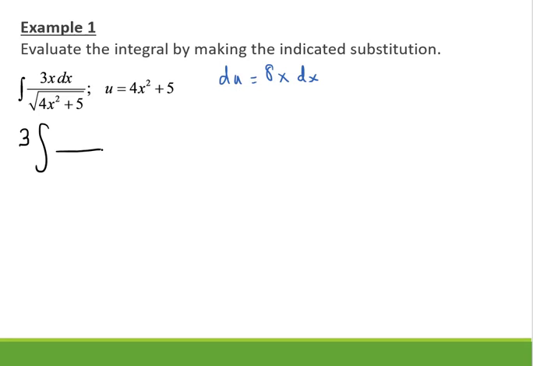This was my u. Okay, this here, I need 8x dx. So I have an x dx. I need to get an 8 in there. So I need to multiply by 8 on the inside and 1/8 on the outside, because that's like multiplying by 1. So then I have 3/8. This 8 and this x dx becomes my du. Manipulating that a little bit.